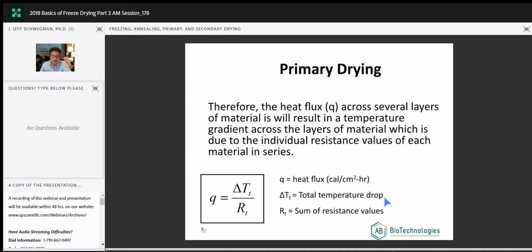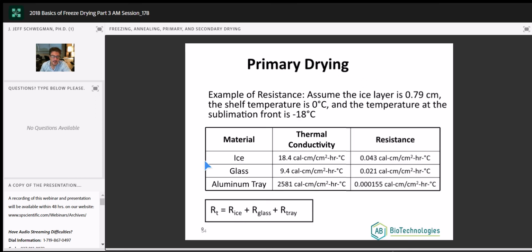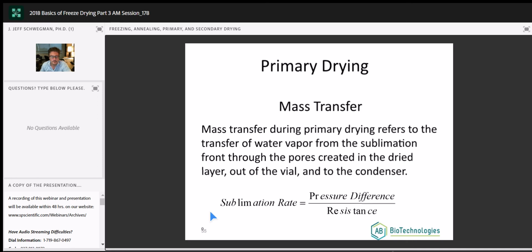So total heat flux, again, heat is a function of cross-sectional area and delta T across the total heat loss, so across all those materials we put in the path between the thermal fluid and the sublimation front, and then we can sum the resistances from each of those. So we can calculate the resistance of each of those different materials. Okay, we can calculate the resistance from ice, glass. They've got an aluminum tray here, though it would be stainless steel, but we total those to sum up the total resistance.